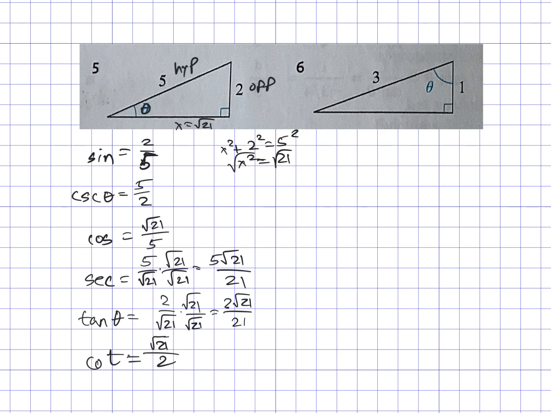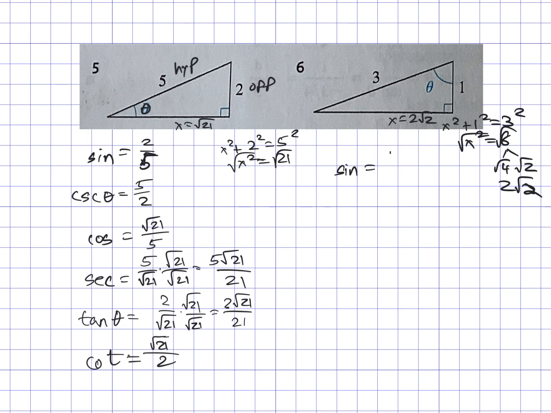Okay, so now let's do the next one. We got to use the Pythagorean theorem. Again, x squared plus 1 squared equals 3 squared. X squared equals 9 minus 1, which is 8. Square root of 8 is 4 and 2, or 2 square root of 2. All right, so that's x, 2 square root of 2. All right, let's do these.